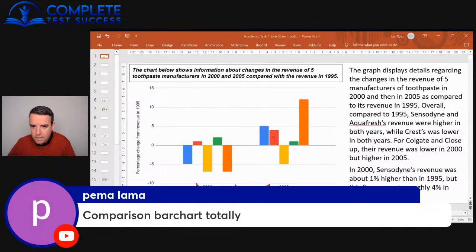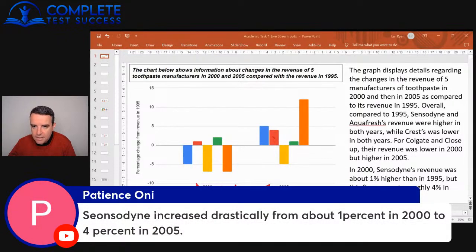Comparison bar chart, totally. Okay. Sensodyne increased drastically? No. Drastically would be very big. And when we're talking about a 1 and a 4% increase, we wouldn't refer to that as drastically. From about 1% in 2000 to 4% in 2005. So again, what we're missing here is the higher. So from about 1% higher in 2000 in comparison to 1995, to 4% in 2005. So that extra information is necessary.